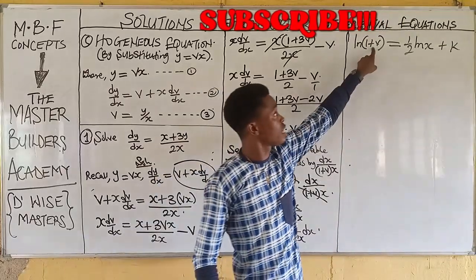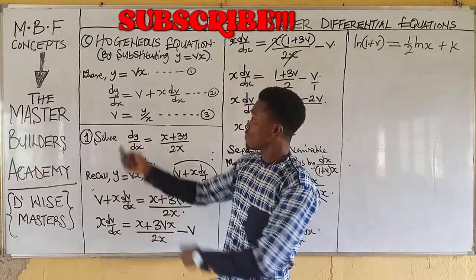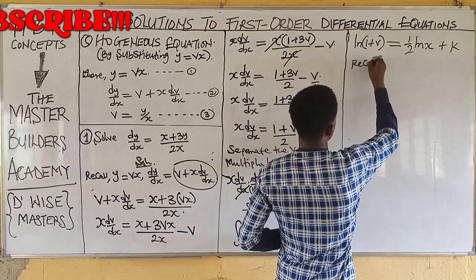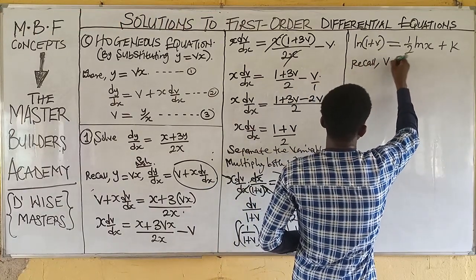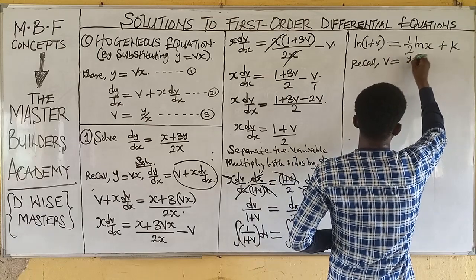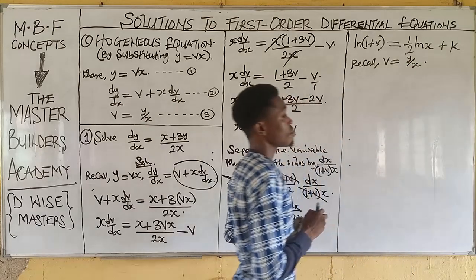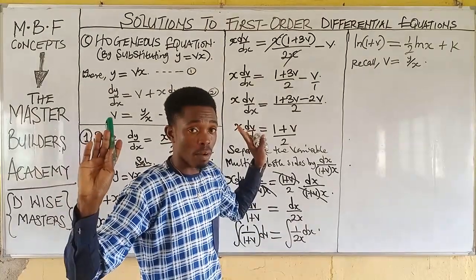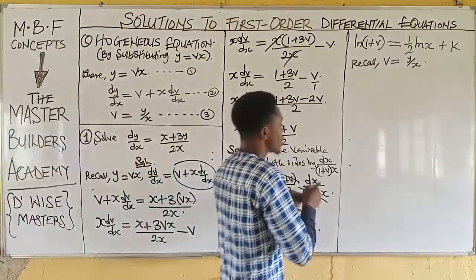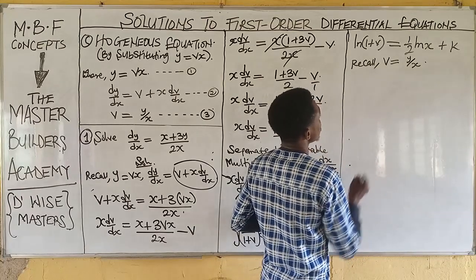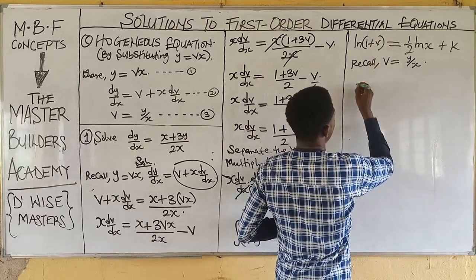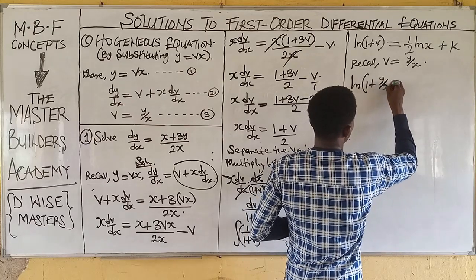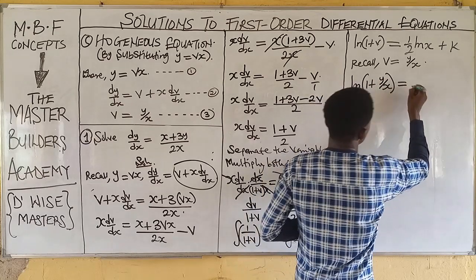So we need to replace this v. And now to replace v, we make use of equation 3. Now you simply recall that v is equal to y over x. It's as simple as this. Now, the next thing we are quickly going to do is to replace v by this value. Then we have ln 1 plus y over x, all equal to what?